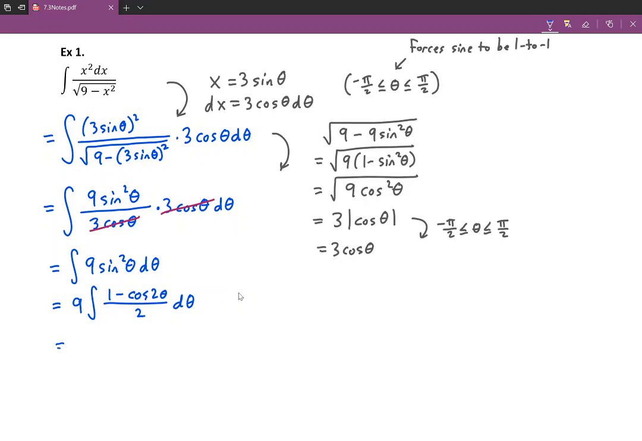Alright, so continuing on, we can pull the 2 that's on the bottom of the fraction out to be with the 9. So we get 9 halves. And then when it comes to integrating, remember that we're integrating with respect to theta. So when we integrate 1 with respect to theta, we just get theta. There's theta. When we integrate cosine, we get sine.